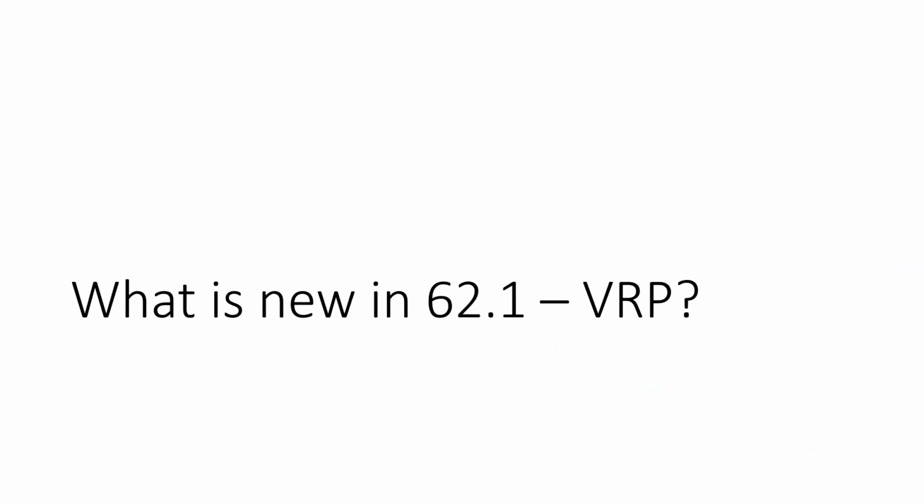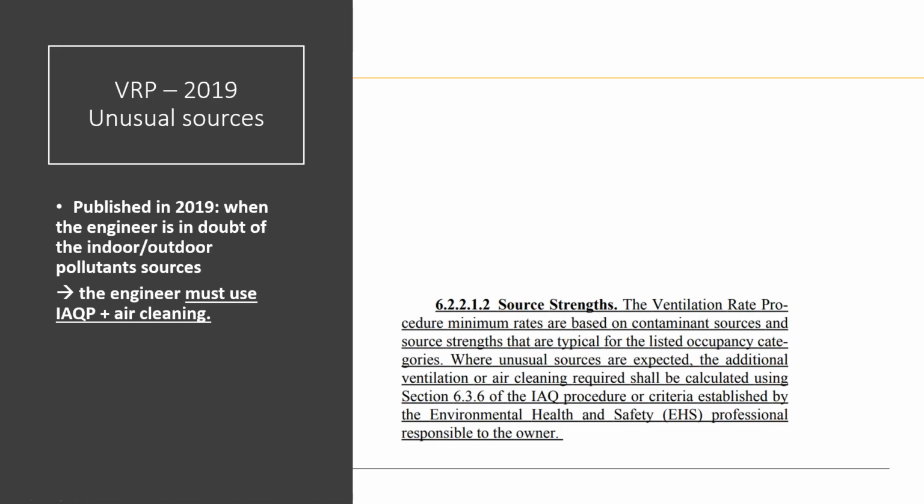So starting first is what's new in 6.2.1, the ventilation rate procedure. If you are a designer, a mechanical engineer, you probably use this procedure every single day. There are in total 13 new addenda in 6.2.1. The standard has had major changes in 2019. I'm going to share with you today 5 changes only regarding the ventilation rate procedure before shifting gears to the indoor air quality procedure.